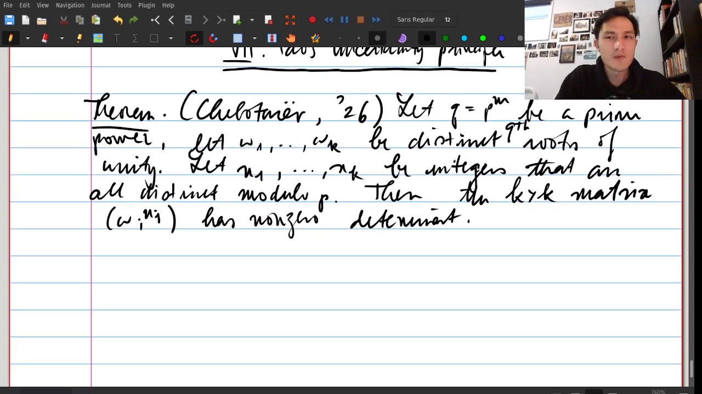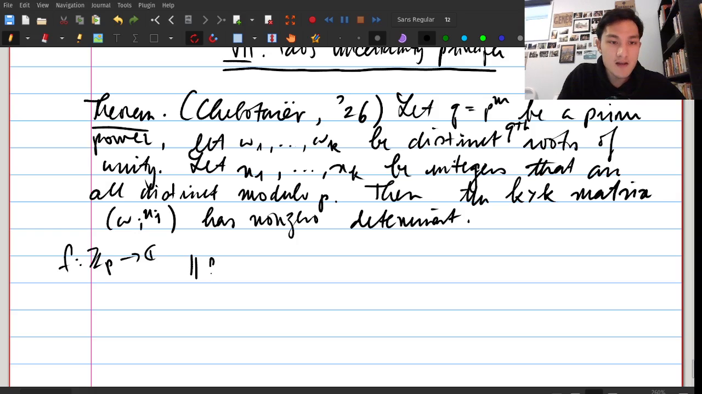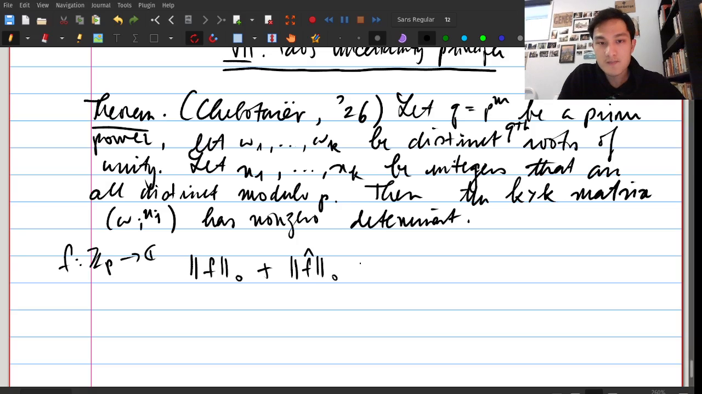Okay, and this is all we're actually going to need to prove Tao's uncertainty principle. Now, we've already talked about what Tao's uncertainty principle says. It says that if f is a function from Zp to the complex numbers, then the size of the support of f plus the size of the support of the Fourier transform of f has to be at least p plus 1. And we do need here Zp. We need p to be prime.